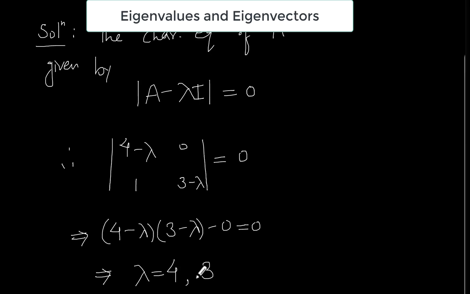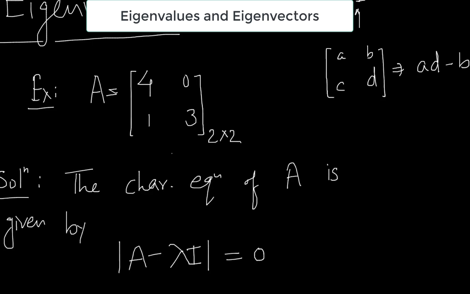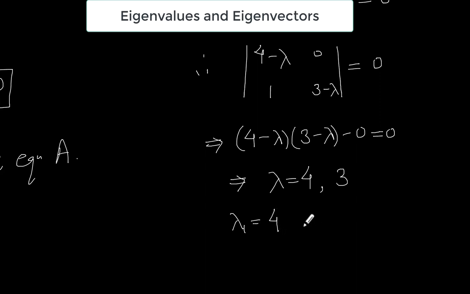these are the two eigenvalues of the matrix A, as was expected, because if we have a 2 by 2 matrix, then we will have two eigenvalues, and if we have a 3 by 3 matrix, then we will have 3 eigenvalues. Okay, so let us say that lambda 1 is equal to 4. This is the first eigenvalue, and lambda 2 is equal to 3. This is the other eigenvalue.